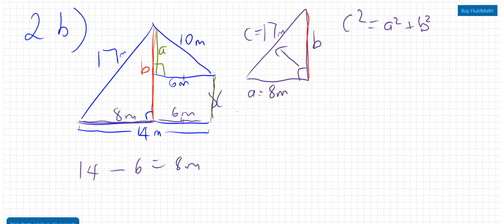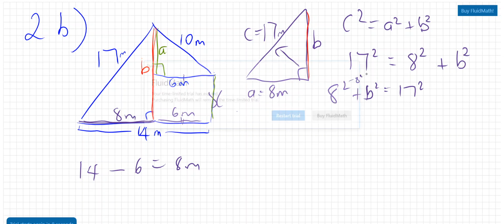And now let's substitute our values. So C is 17 squared, which is equal to A squared, which is 8 squared, plus B, which is just B squared. So B stays the same. Okay, and now all I have to do is solve and find B. Now, if it helps, you can rewrite the equation. So 8 squared plus B squared equals 17 squared, if you prefer the B on this side. And now I have to subtract my 8 squared, so minus 8 squared from both sides.